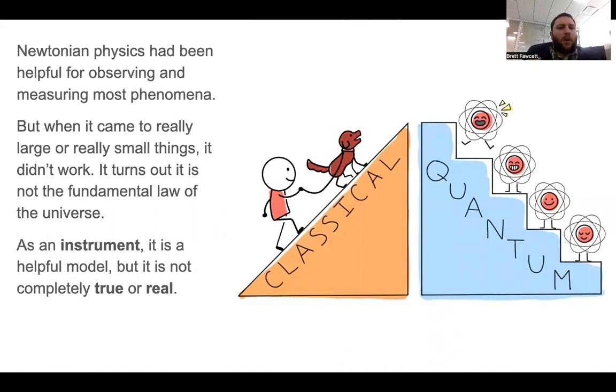Okay, so Newtonian physics had been helpful for observing and measuring most phenomena, like most things you're ever going to deal with in your life. Probably for most of us, the only stuff we're ever going to encounter in our lives meaningfully. You can use Newtonian physics and you'll be fine.